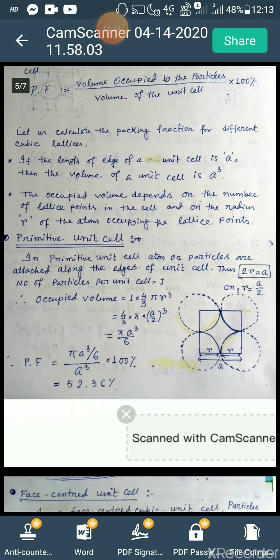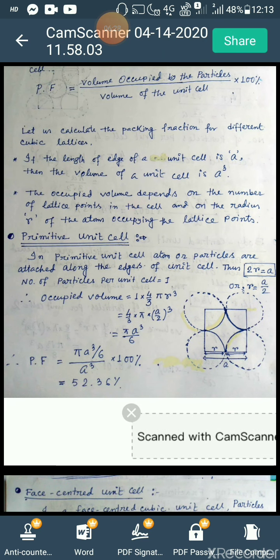Let's calculate the packing fraction of different cubic lattices. Let the edge length of a unit cell be a. Then the volume of the unit cell is a cube, because we consider that the unit cell is cubic. Now the occupied volume by the constituent particles depends on two factors: the number of lattice points present in the unit cell and the radius r of the atoms or particles occupying the lattice points.